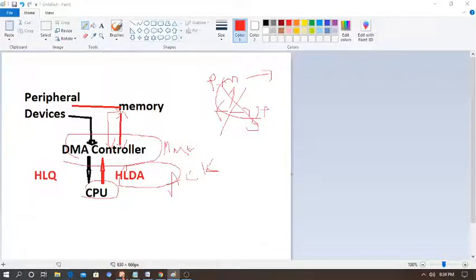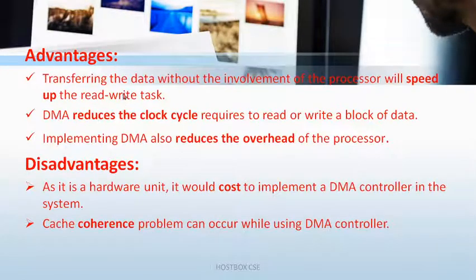So continuing with the advantages and disadvantages, or you can say merits and demerits. What are the advantages of DMA? Transferring the data without the involvement of the processor will speed up the read-write task. Remember, DMA reduces the clock cycles required to read or write a block of data. For example, if a task is completed in 10 seconds, if you go for DMA, it may complete the task in 6 seconds. This is just an example for understanding purposes, don't write it for the exam. Also, implementing DMA reduces the overhead of the processor.